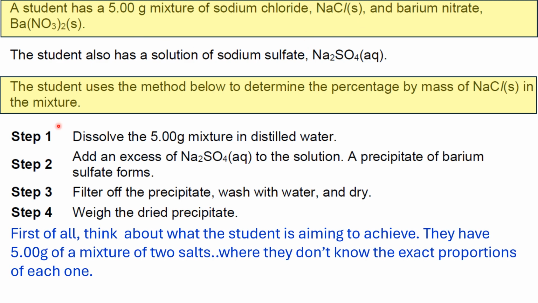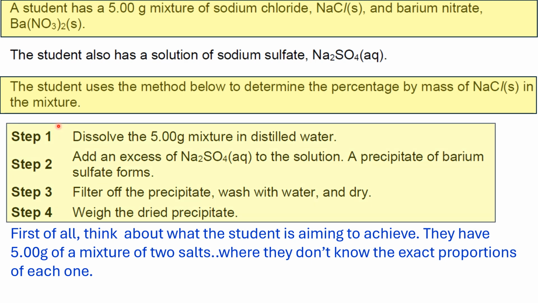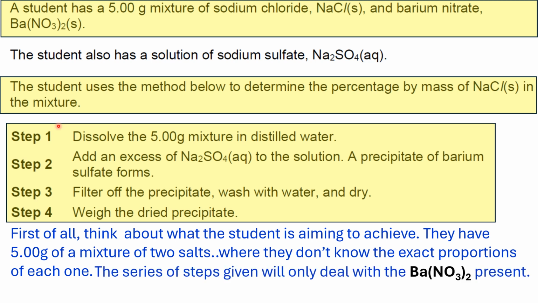Now what the student wants to do is to work out the percentage by mass, or the proportions rather, of the two salts. It doesn't say that in this particular part of the question, but I'll come on to the second part where it starts asking you to do things in a moment. So they've 5 grams of a mixture of two salts, but they don't know what the exact proportions of each one are. The stepwise procedure they're going to carry out will only deal with the barium nitrate present, because the barium nitrate contains Ba2+, which will react with Na2SO4.